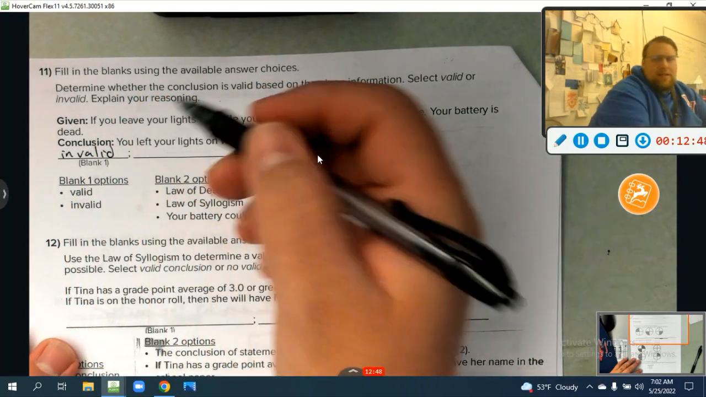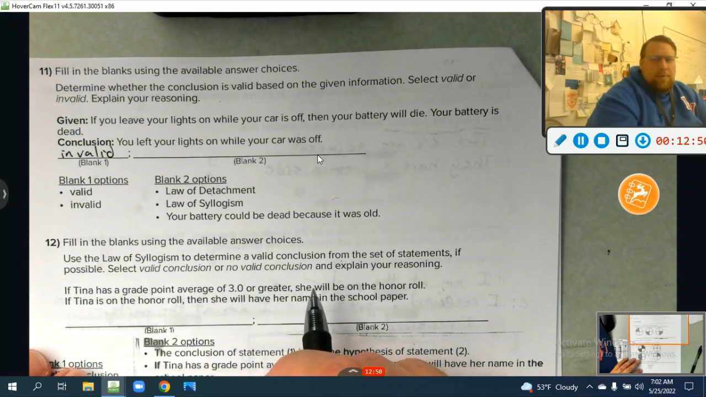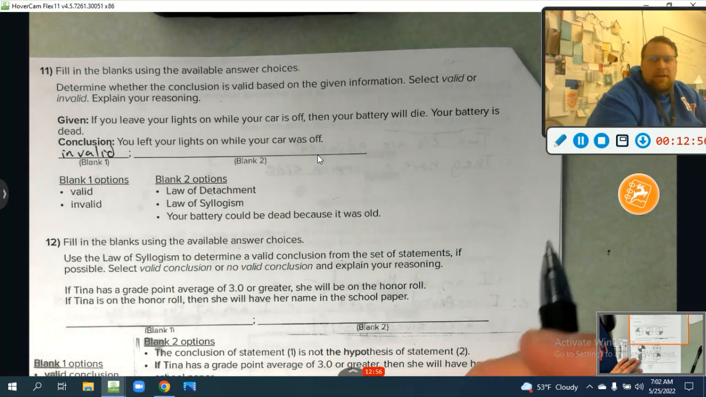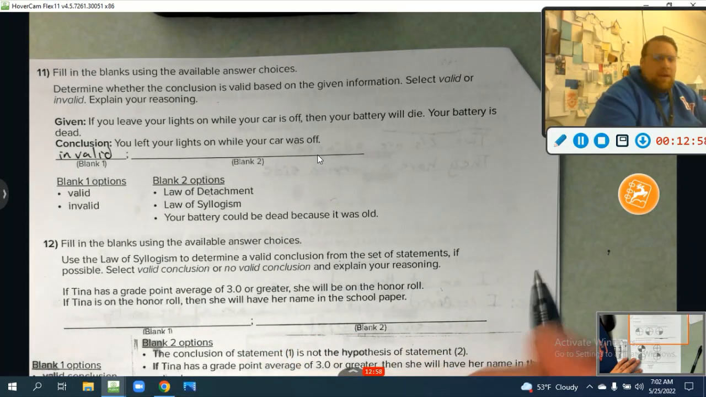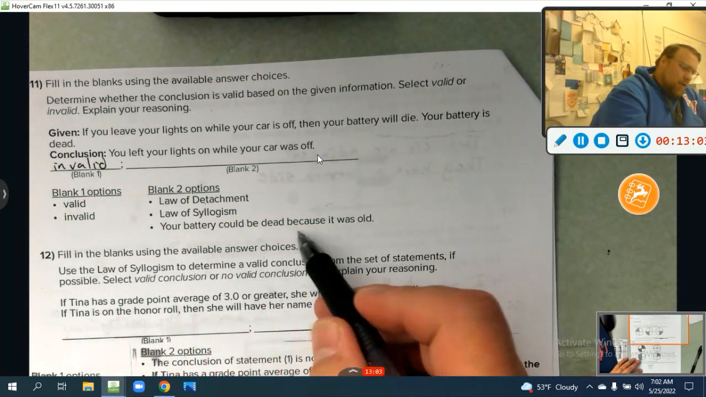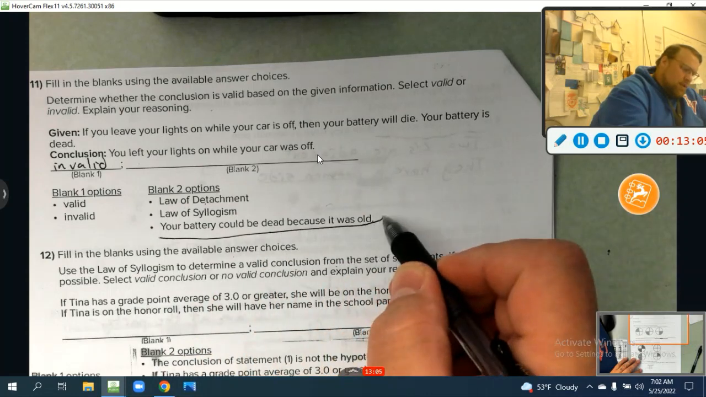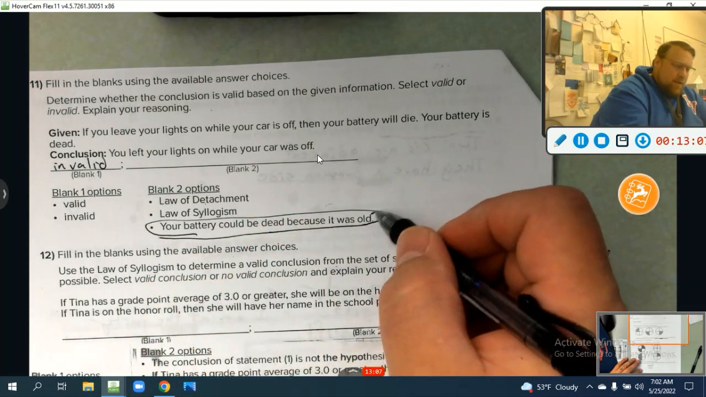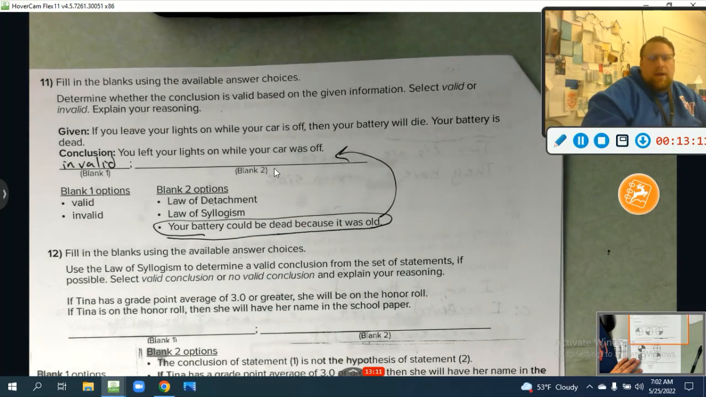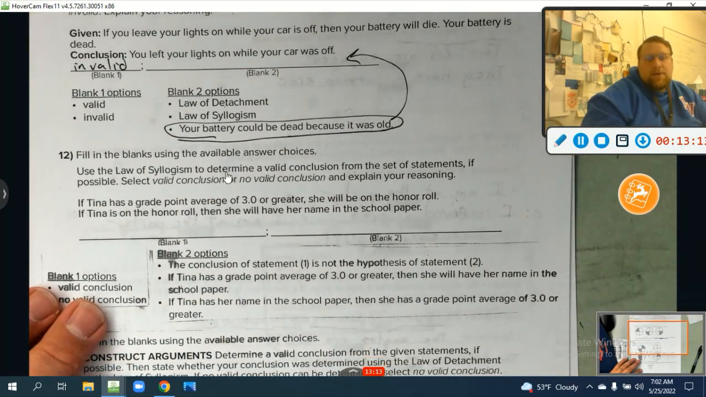Why? Well, lots of reasons. Maybe your battery's dead because it's just old. Maybe it's dead because you left a door open. Maybe somebody unplugged it. There could be a bunch of different reasons, but this is invalid, and your battery could be dead because it was old. Oh, I'm going to get lazy. That's a lot of writing. I'm just going to put that right there. Look at that. Your battery's dead because it was old. Okay, I usually don't do that, but I decided to do it today.